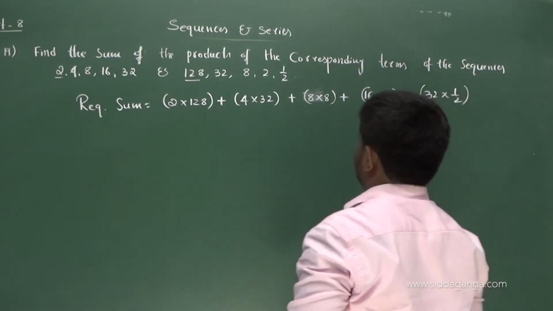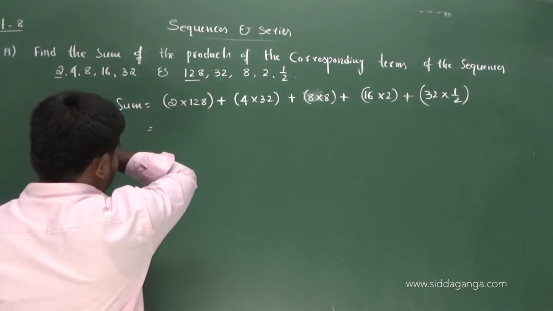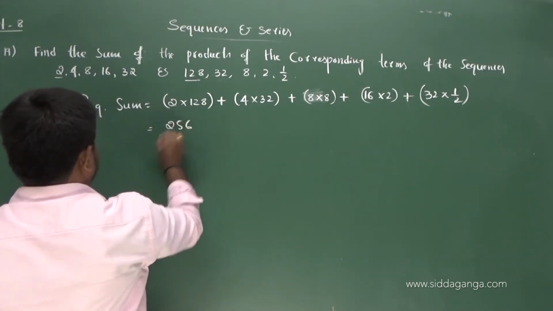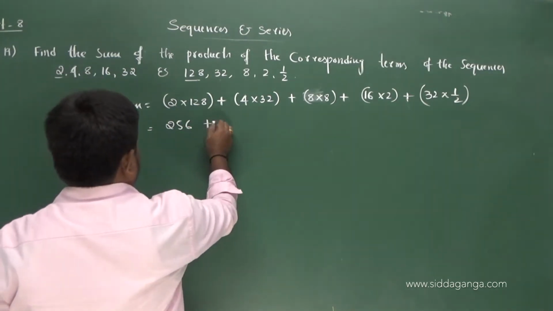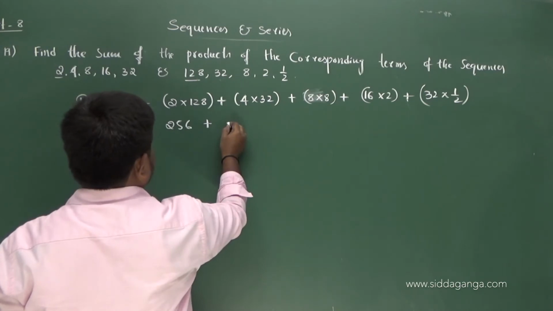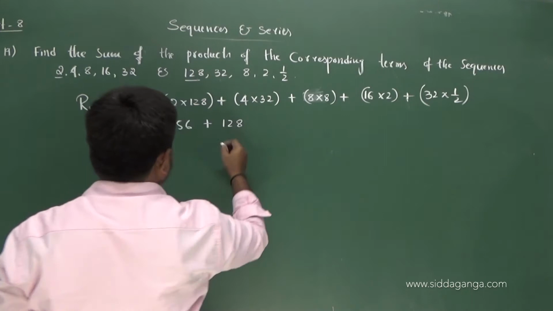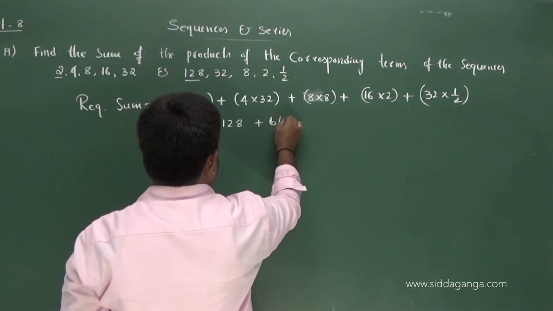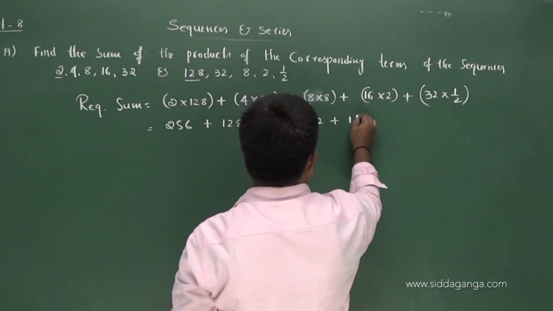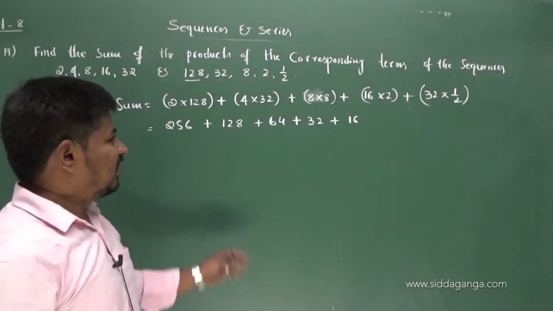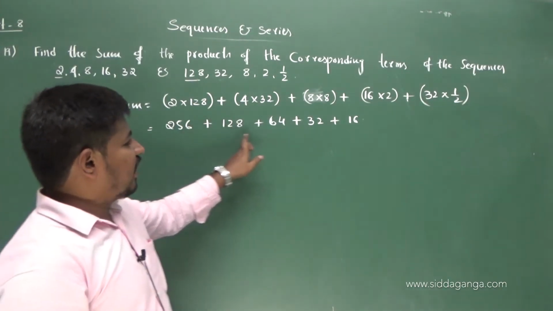Okay, so this is your required sum, and I am going to multiply this. So 2 into 128, that is 256, right, plus 4 into 32, that is 128, right, plus 64 plus 16 into 32, plus you get 16, right. Of course, this is the sum of the first 5 terms of the GP series.